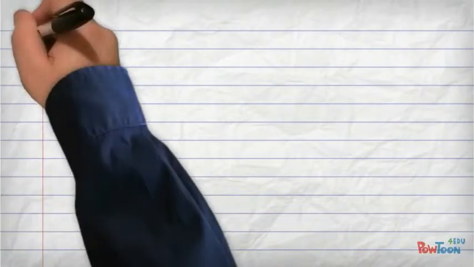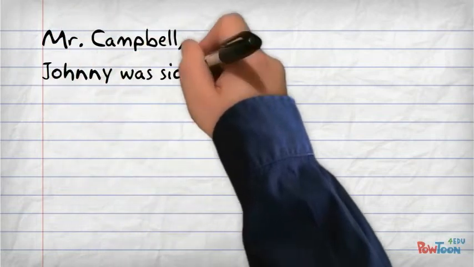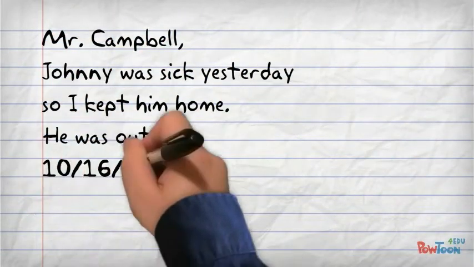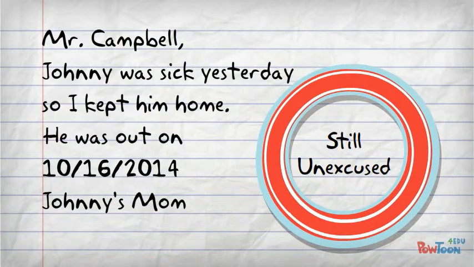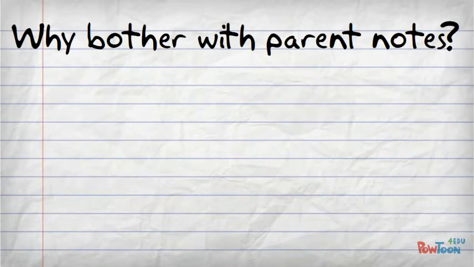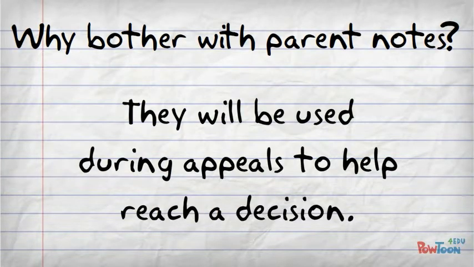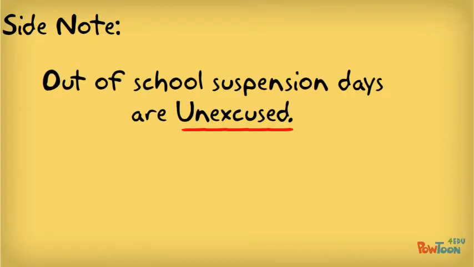When an official excuse is unavailable, a parent note like this one should be submitted for each absence. However, the parent note does not change an unexcused absence into one that is excused. Parent notes might seem pointless, but they will be used during appeals to help reach a decision. As a side note, out-of-school suspension days are all unexcused. This is according to Newton Conover School Board policy.